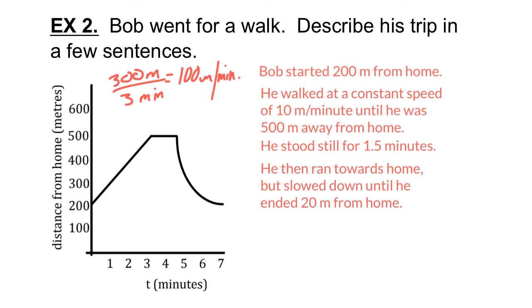So just remember, on a distance-time graph, a straight line means you're traveling at a constant speed, whereas a curve means you have a changing speed. In this case right here, he's slowing down because the line's getting less steep.